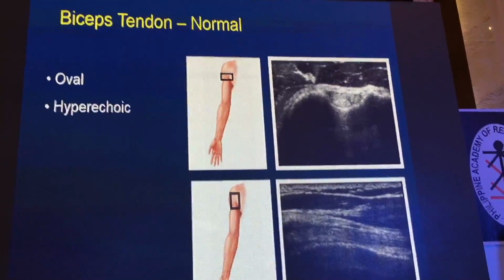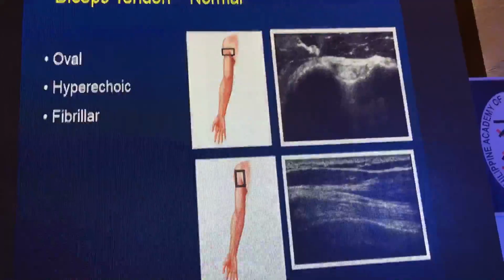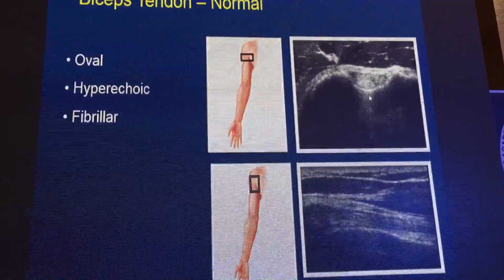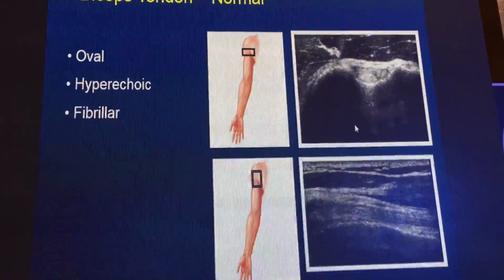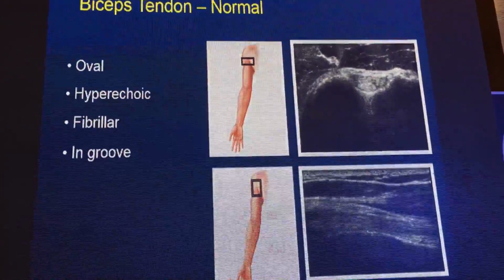It's a bright gray color. It has a fibrillar appearance, as if there's the end of a broom sticking out from the picture. That's what it should look like, with all these little fibers sticking out and pointing towards you. It should be sitting in the middle of the intertubercular groove.